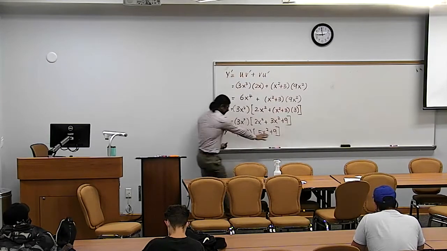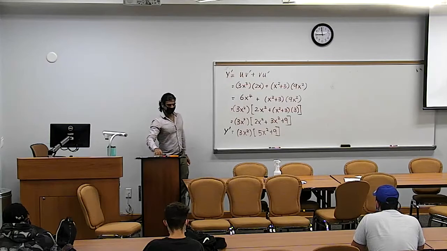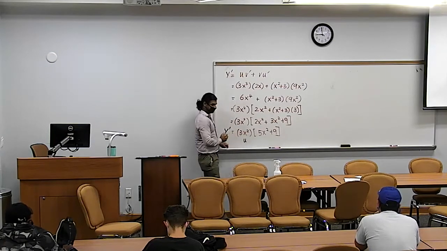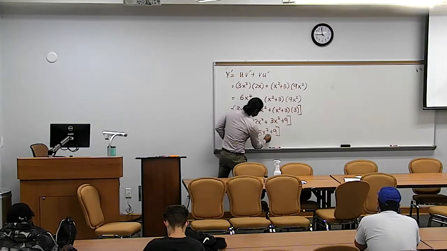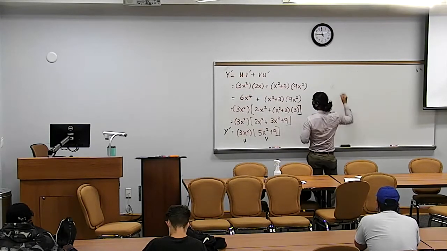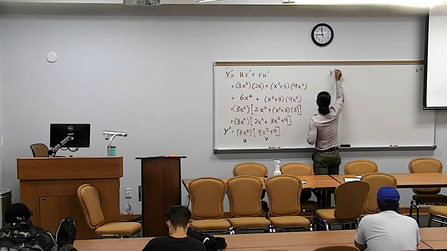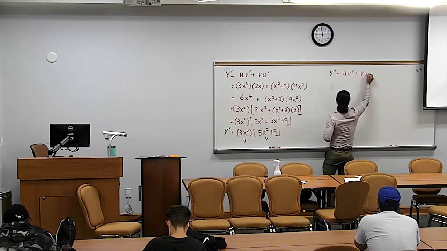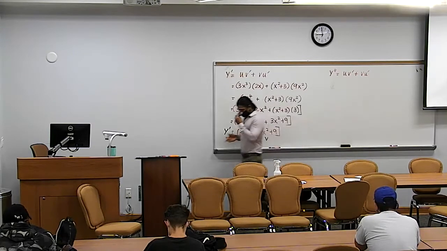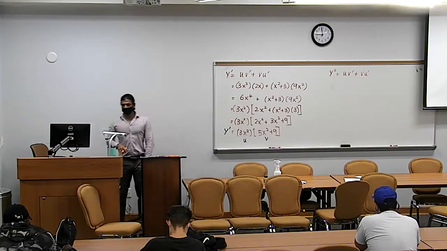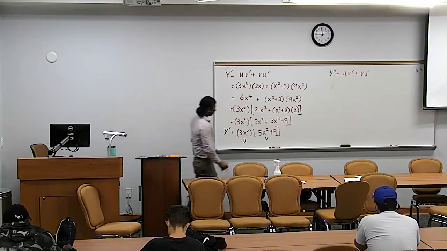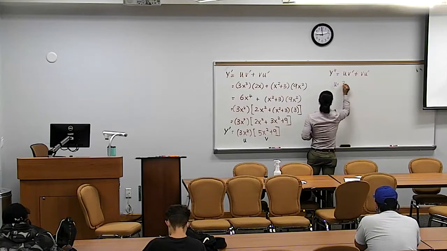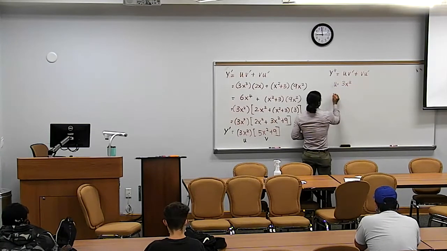What would u be in this case? U would be 3x squared. V, 5x squared plus 9. So the second derivative is u v prime plus v u prime. So we have u, and v prime, oops.